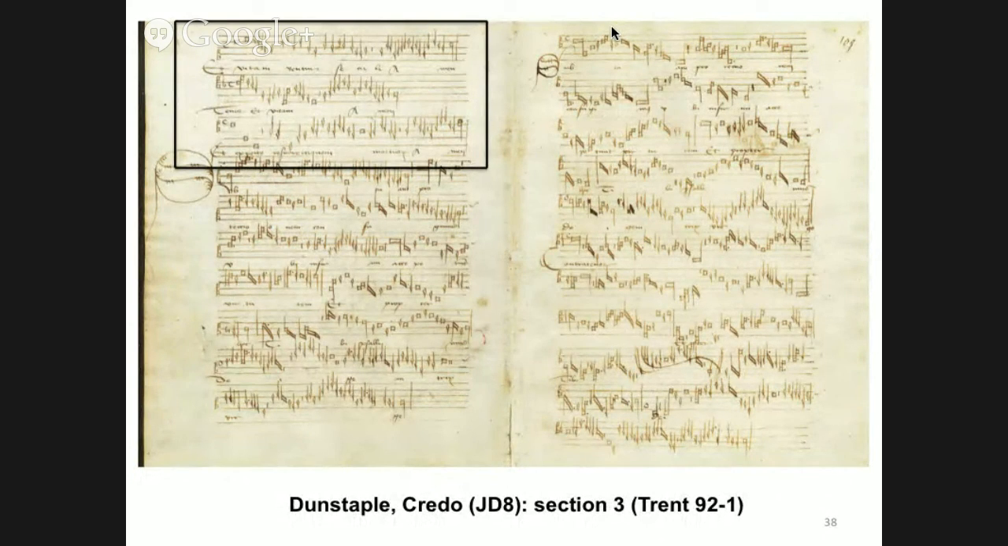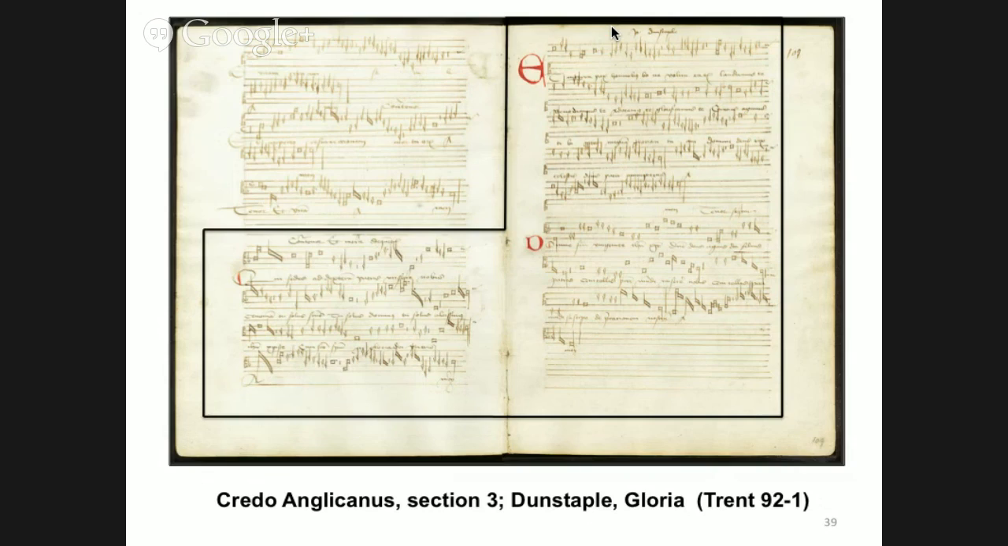But the overspill of the Credo Anglicanus onto a second opening meant that there was insufficient space for JD 8 to be accommodated within this opening. This raises the possibility that the short Gloria that I've boxed there, which occupies most of this opening and is contained within it, may be a later addition to the gathering, a hypothesis that the pattern of ink shades within the gathering appears to support.